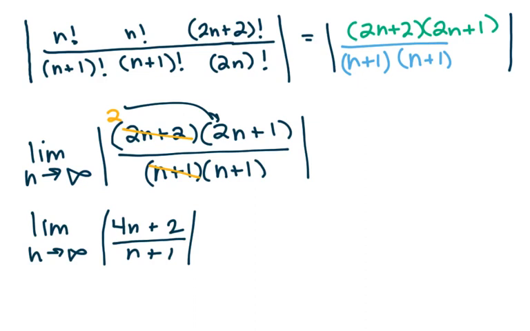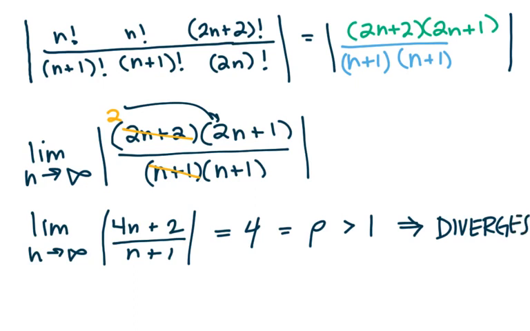And using our horizontal asymptote comparison test, since the degree of the numerator matches the degree of the denominator, we have a horizontal asymptote at y equals 4, which means the limit as we approach positive infinity is 4. And so in this case, this is equal to my rho value. And since rho is equal to 4 and 4 is greater than 1, we can then say this is divergent. Okay, so the function diverges.